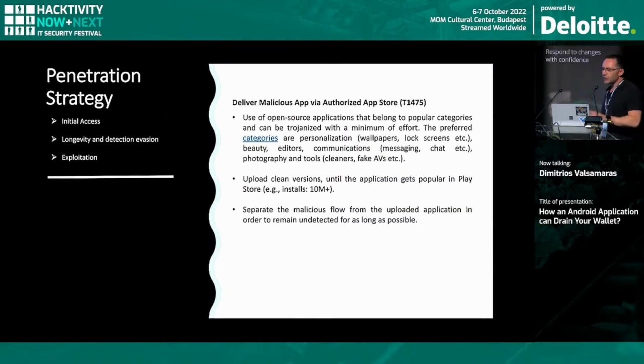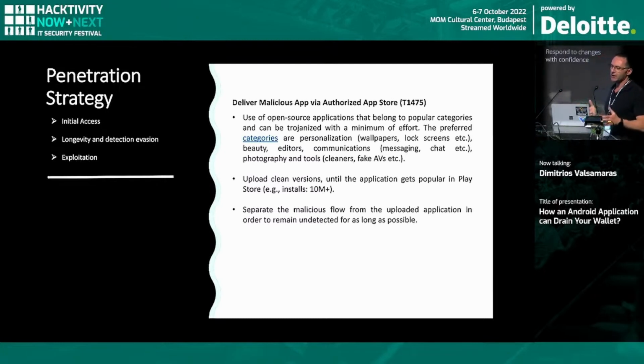All right. Now that we have a full overview of how it evades detection and how it performs this toll fraud cycle, now let's see how it gets published in Google Play in the first place. What the malware developers do is use what we call a penetration strategy. They want to penetrate the Play Store in order to be able to publish these apps and get published as much as they can.